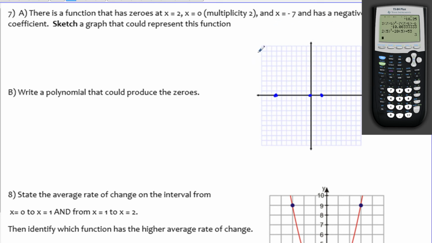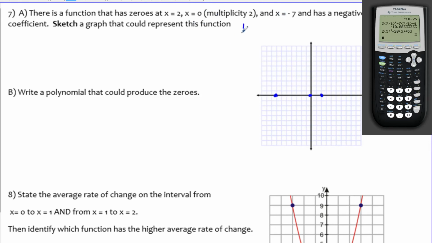Negative leading coefficient, right, so that means that my options are either down, down, or up, down, because those are my negative leading coefficient end behaviors. So I need to figure out, is this an even function, which means down, down, or is it an odd function, which means up, down? Right. So when I look at my zeros, I see 1, 2, 3, 4 total zeros.